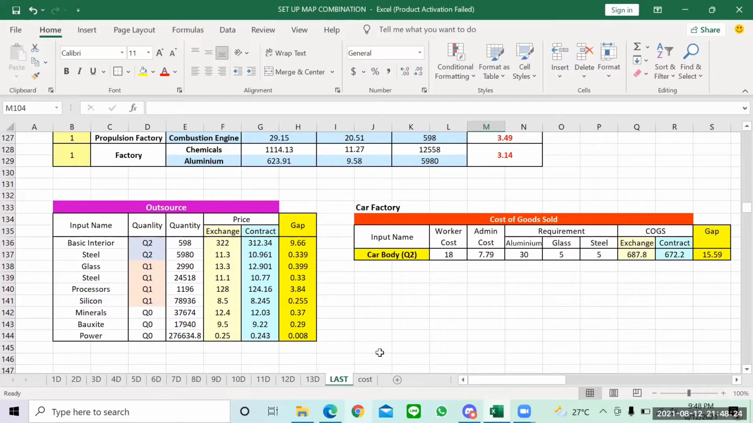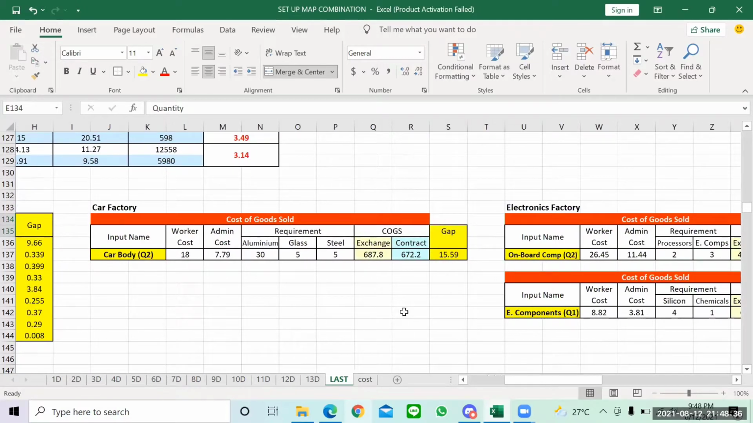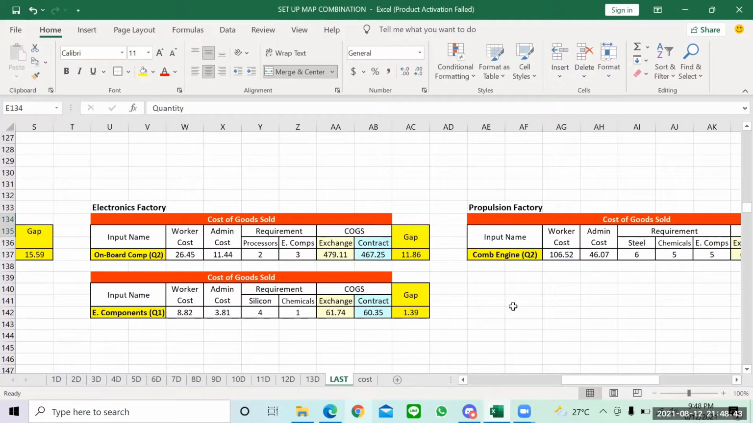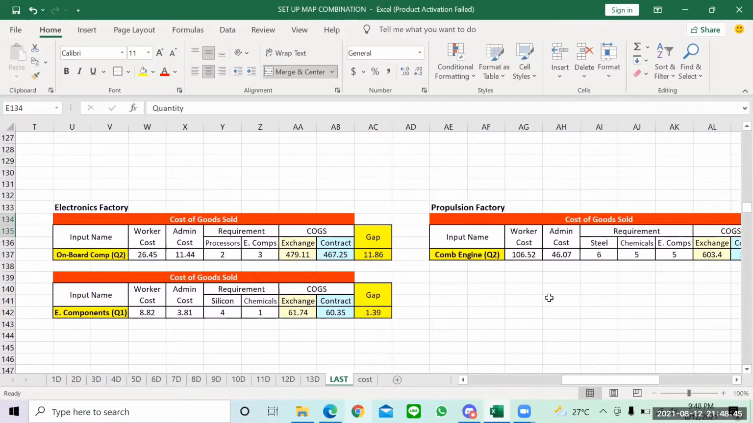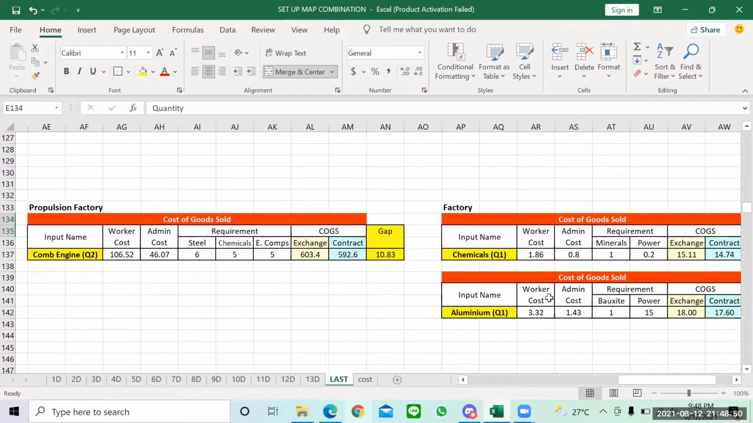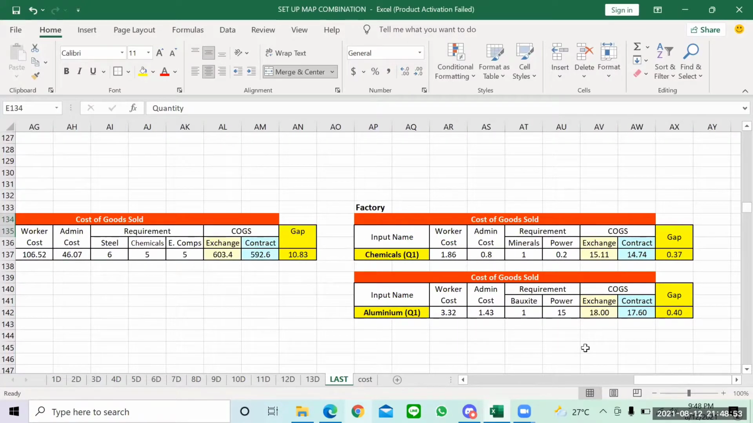And this is the list of what kind of inputs that you need to outsource. And you can see the quality, quantity, and also the price for exchange and contract. And this is the sourcing cost by using the exchange and the contract price. Okay, I think it's almost the same, just a different administration cost.